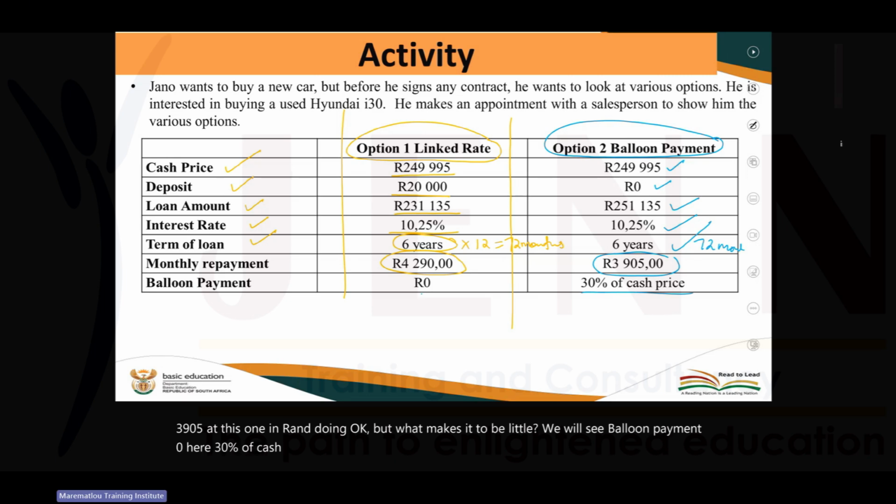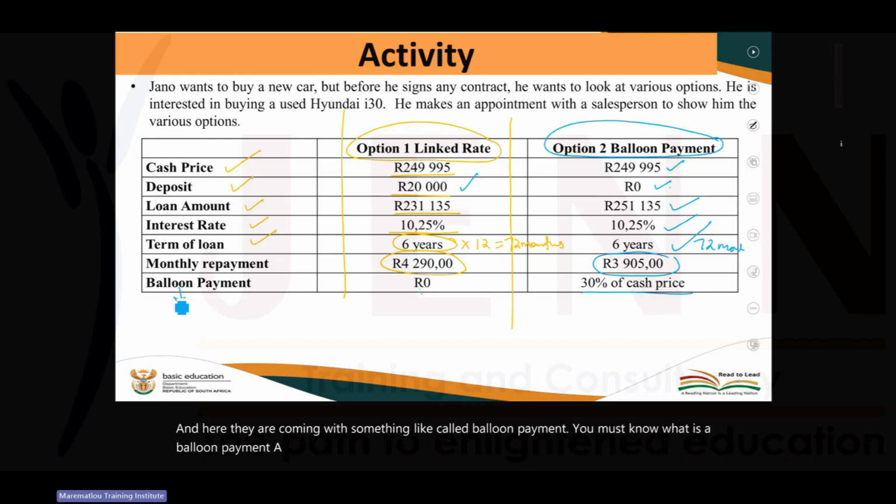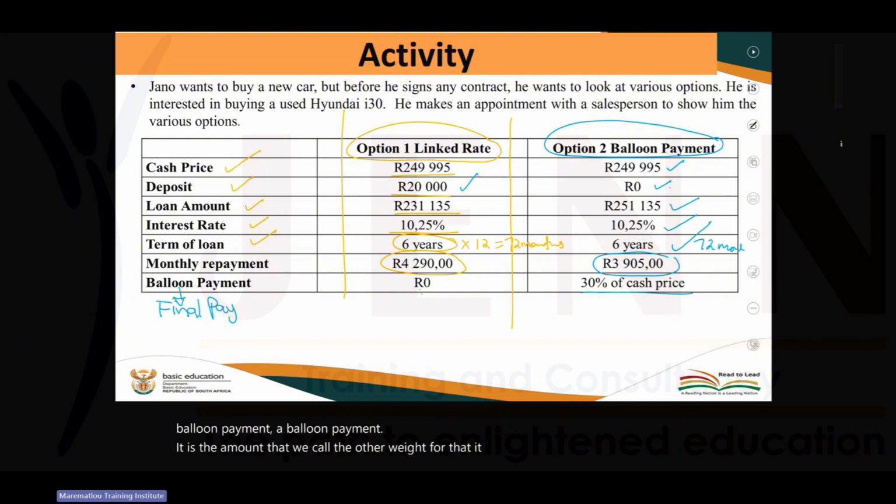All right. Now, let's analyze this quickly. I said this is the last activity, then I'm going to close the session. In this case, this person is going to pay 20,000, and here they are not going to pay anything. And here they are coming with something called a balloon payment. You must know what a balloon payment is. A balloon payment is the amount, the other word for that is a final payment.